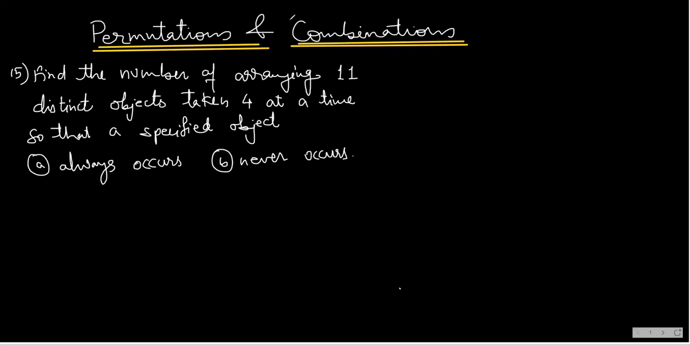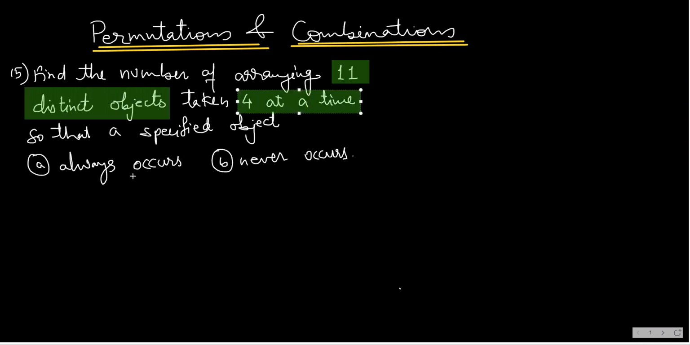This question is number 15 from exercise 3.3, which we had not done in the last video, so I'm doing it now. The question is very interesting. It says, find the number of arranging 11 distinct objects, all the objects are distinct, taken 4 at a time. You are taking 4 objects from 11 objects. And the most important condition is that a specified object always occurs, never occurs.